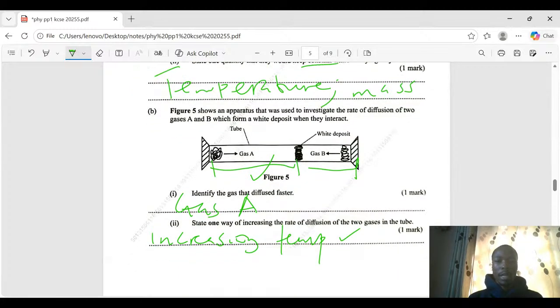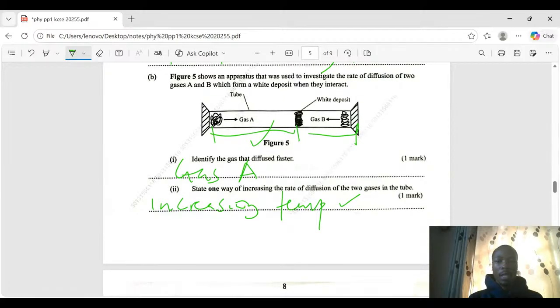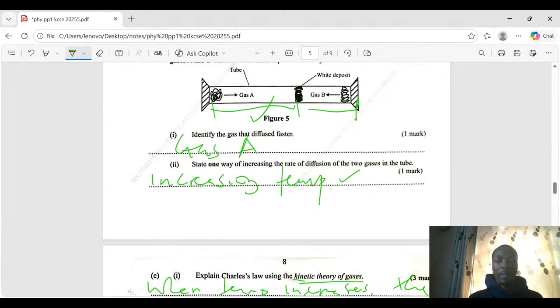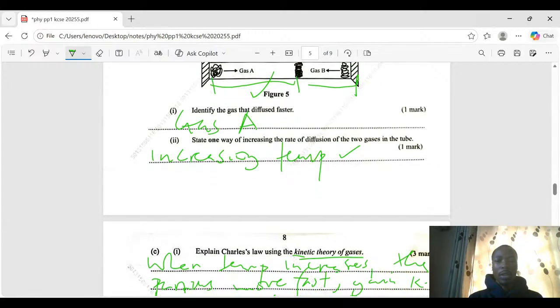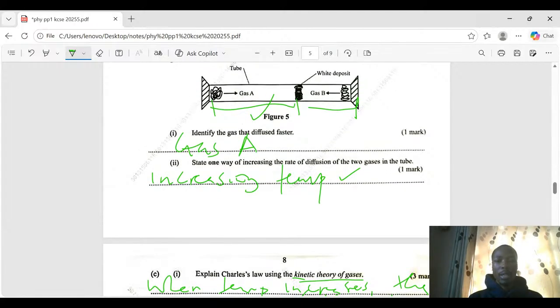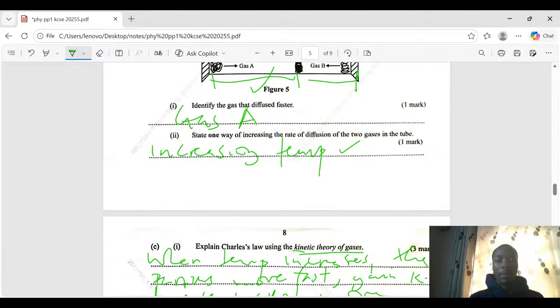An apparatus was used to investigate the rate of diffusion of two gases, A and B. If you look at it, identify the gas that they used first. The one traveling a longer distance is the one they used first, and that is gas A. State 1 way to increase the rate of diffusion. It is only by increasing temperature. When you increase temperature, remember, you are increasing the collisions of the particles, and they become lighter to move very fast.